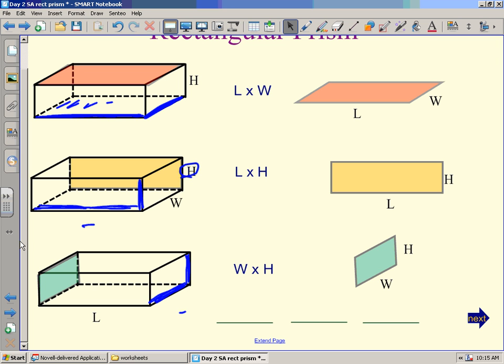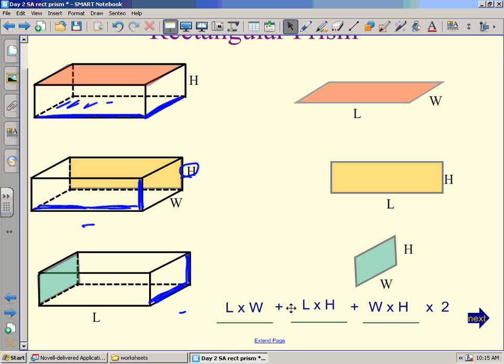So if I want the total of all of them, I got to take the area of one plus the area of another plus the area of the third. Okay. But now that's only 3. We still want 6. So once we have that, let me get rid of those, we can then double it to find the total solution.